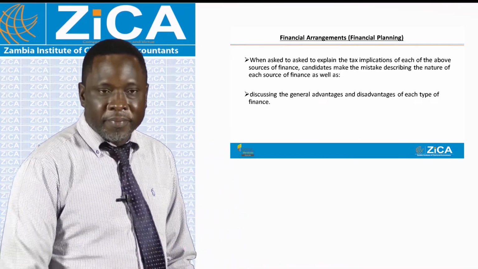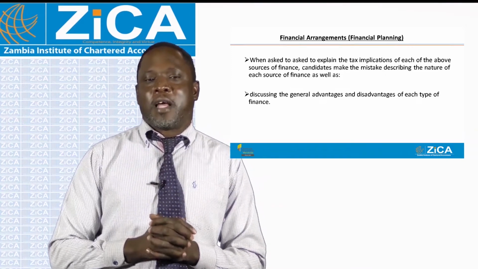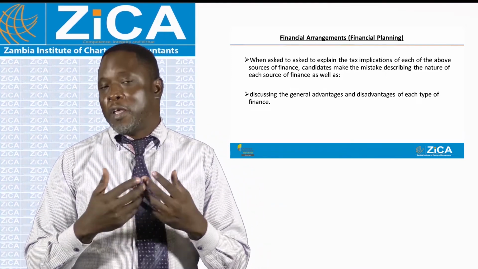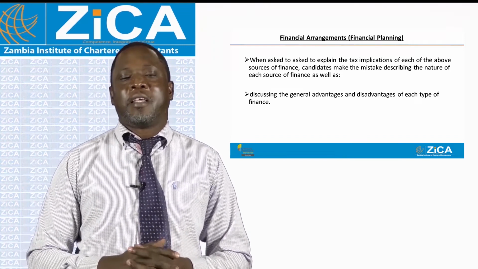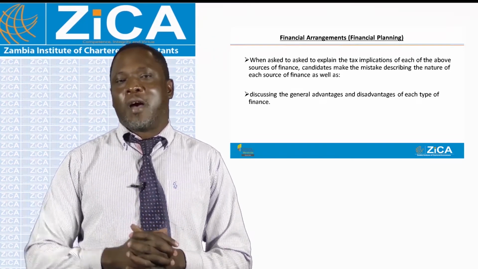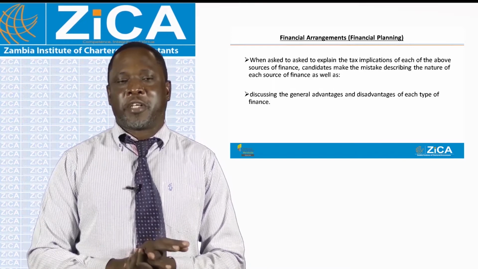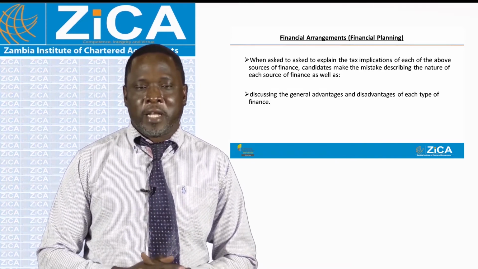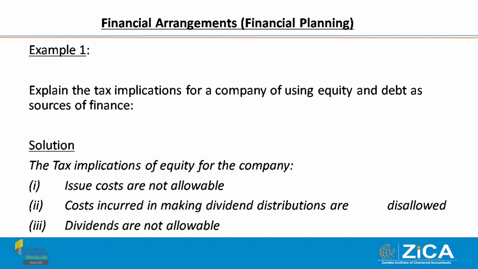Okay. So let us look at an example so that I demonstrate practically how you are expected to answer these types of questions. So we have that example. The question reads, explain the tax implications for a company of using equity and debt as sources of finance.